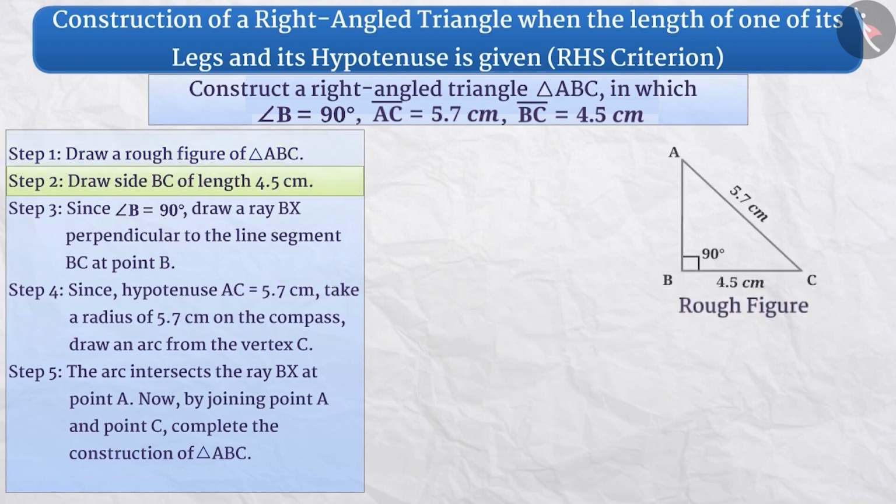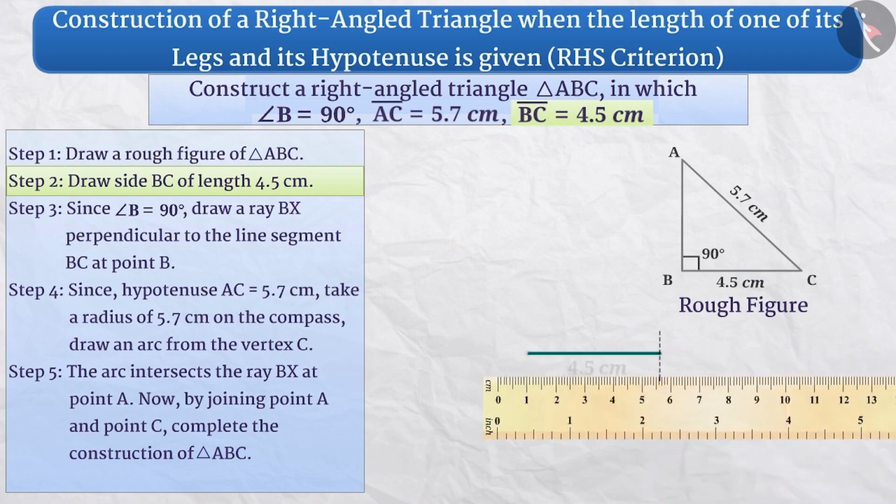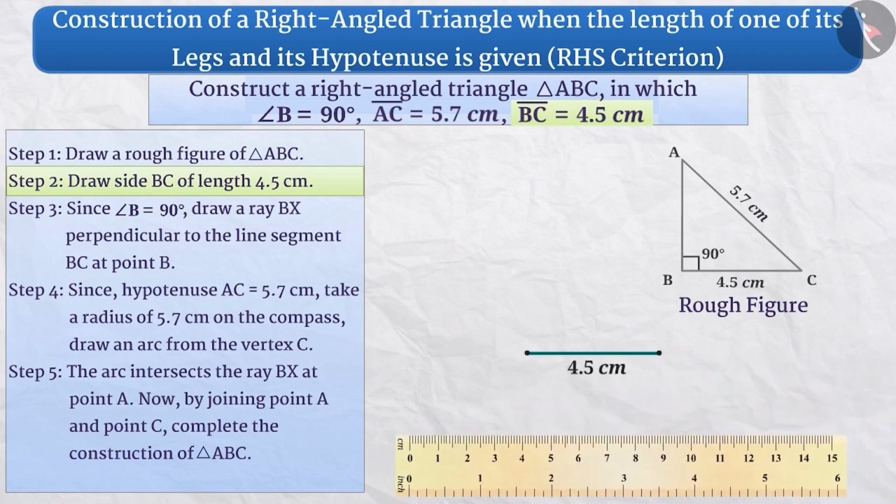Step 2. Here, the length of the side BC is 4.5 cm. Therefore, we will draw a line segment of length 4.5 cm with the help of a ruler. We will name this line segment BC. This line segment is the side BC of triangle ABC.